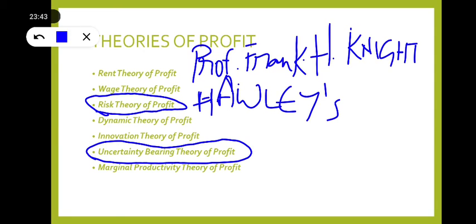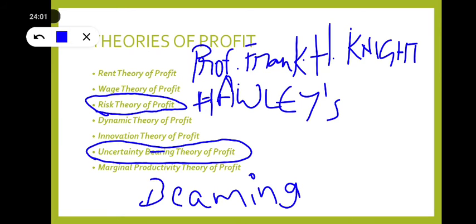There are two types of risks, foreseeable and unforeseeable. According to Knight, the unforeseeable risk is called uncertainty bearing. Knight regards profit as the reward for bearing non-insurable risks and uncertainties. He distinguishes between non-insurable and insurable risk.